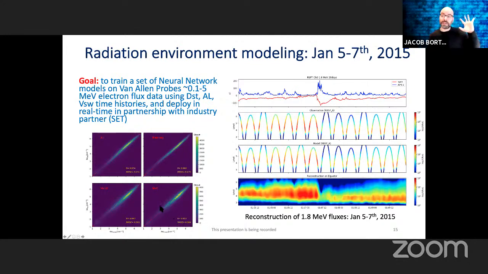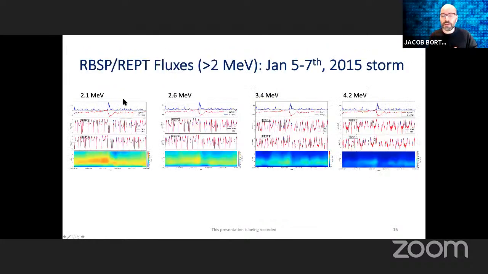We believe that with these very high capacity, very expressive models, we're doing as good of a transformation as it can possibly get. Physics-based, not physics-based, this is as good as it can get. All the physics of the system are now baked into this model. Okay, this is 1.8 MeV. We can do exactly the same for 2.1, 2.6, 3.4, 4.2 MeV. Here are the line plots, and here are the reconstructed models.